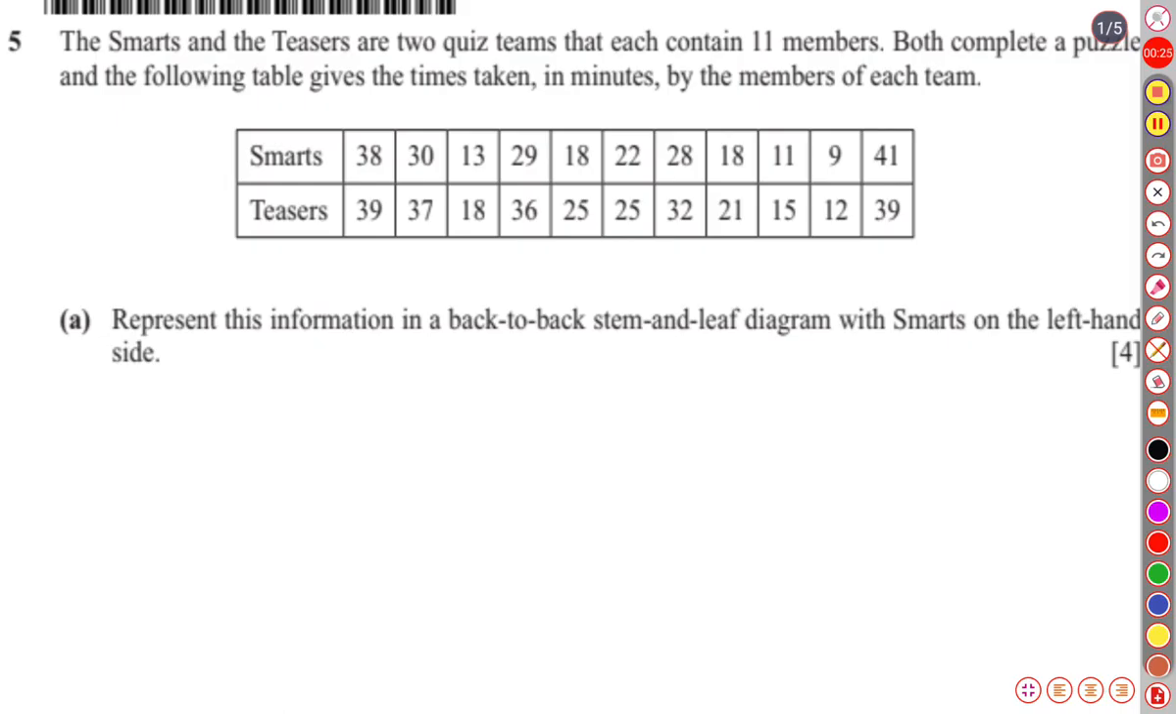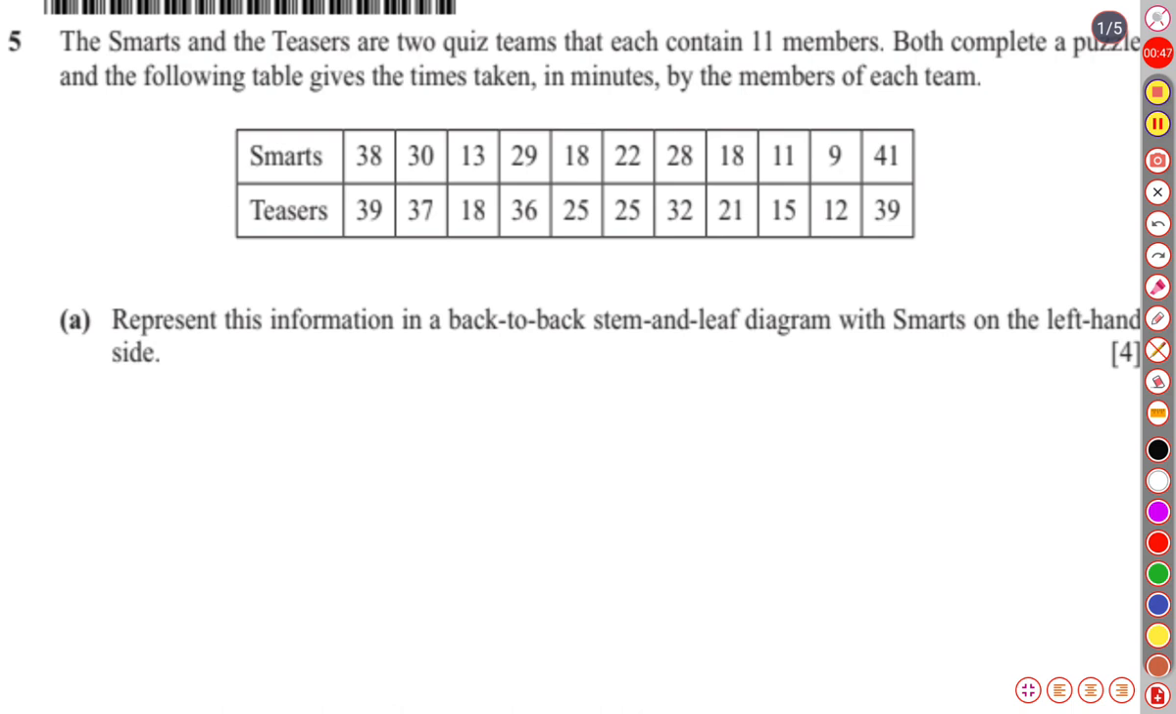The Smarts and the Teasers are two quiz teams that each contain 11 members. Both complete a puzzle, and the following table gives the times taken in minutes by the members of each team. Represent this information in a back-to-back stem and leaf diagram with Smarts on the left-hand side.